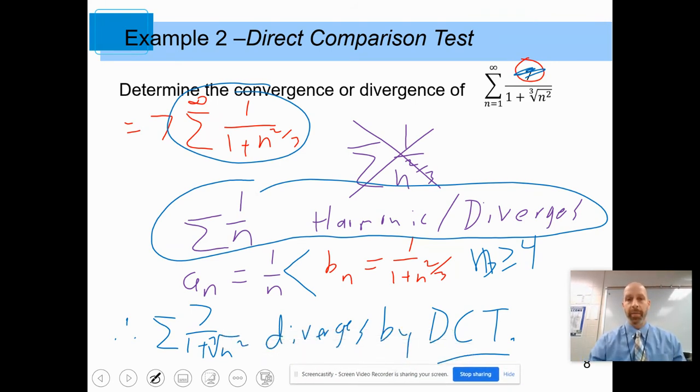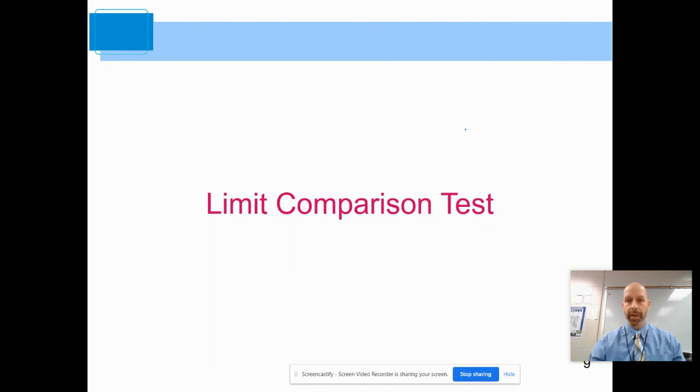The first example was a little bit cleaner, and then this second example here was a little bit trickier. So let's go ahead and move on to the limit comparison test. The limit comparison test is another comparison test. What you're going to do is have your series, and then try to come up with a different series to compare it to, if you will.